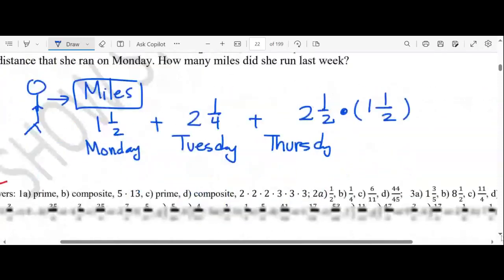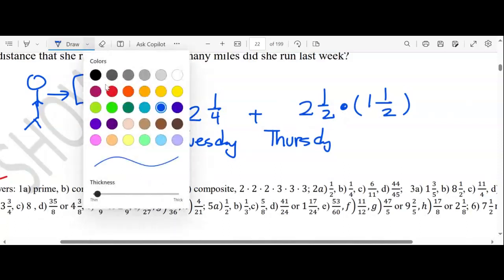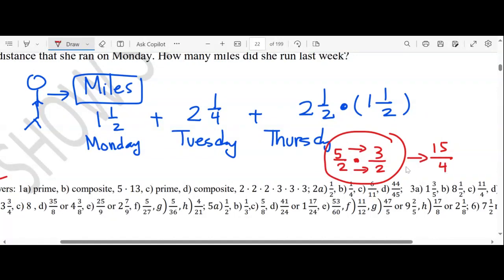So here I have multiplication first, right? This one. So 2 times 2. 2 times 2 is 4. 5 over 2 times 1 times 2, 2 plus 1, 3. Can I multiply? What are you gonna get? How much this? 15 over 4. So this one give you this, right?